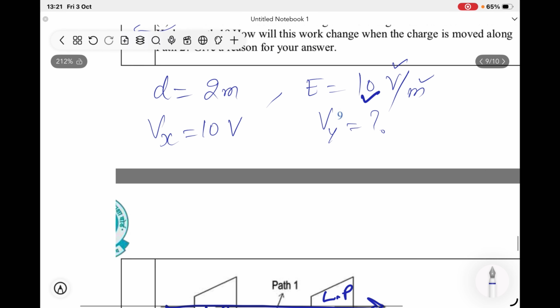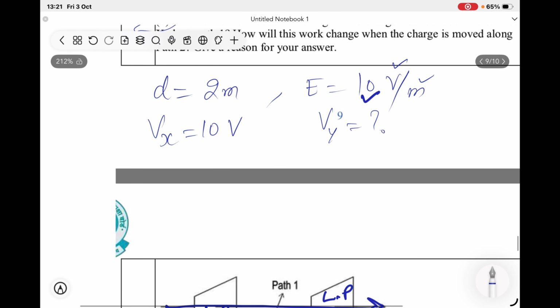So you can write it this way. Work done in moving q is V final minus V initial, that is, the potential difference. So work can be calculated. The charge q moved is given as 2 coulombs. First of all, no micro is there. You have come to X from Y, so it is Vx minus Vy.